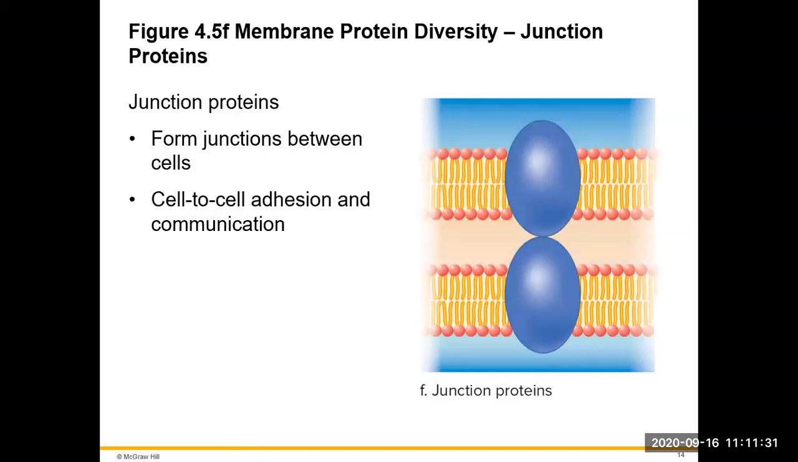There are also junction proteins that form junctions between cells. This is really important for cell-to-cell adhesion and communication, because cells do not just exist by themselves. They are not independent. They have to interact with neighboring cells in a tissue or even with other cells and outside molecules.